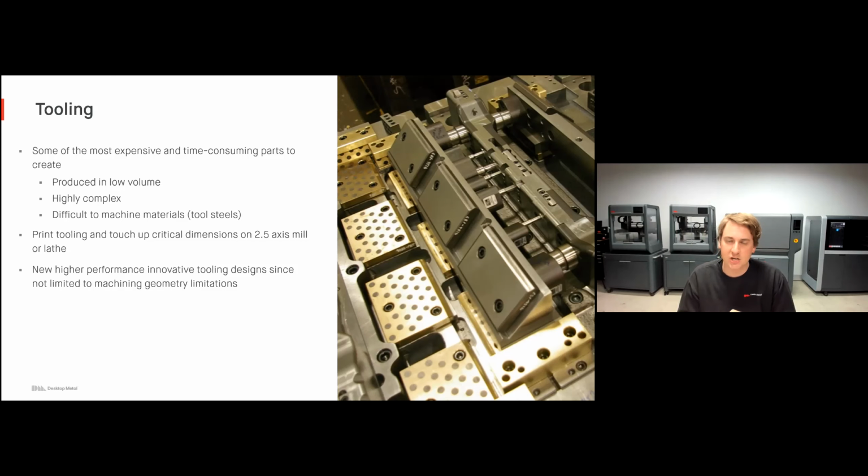So one great application for metal 3D printing, especially on the studio system, is to simply print your tooling. If you need to, you can touch up dimensions on a 2.5 axis mill or lathe, rather than having to machine this entire block of steel and waste all that material and have that very, very expensive manufacturing operation. You can also do these new innovative tooling designs that are not limited to the geometry limitations that are so common with machining, and we can simply print our part and really optimize it for its application rather than for its manufacturing method, and we don't have to worry about all these limitations of machining.